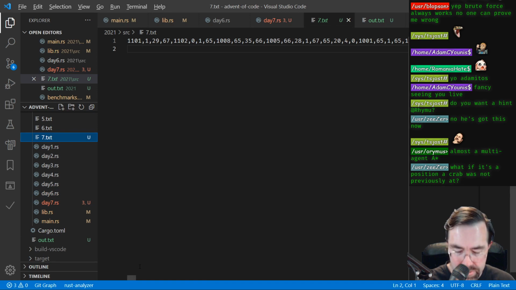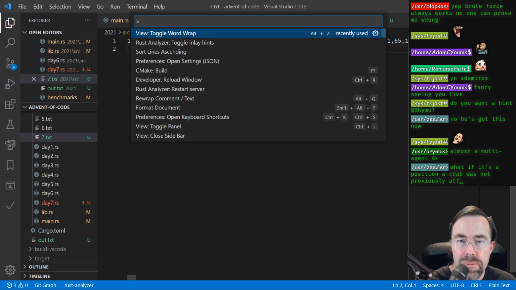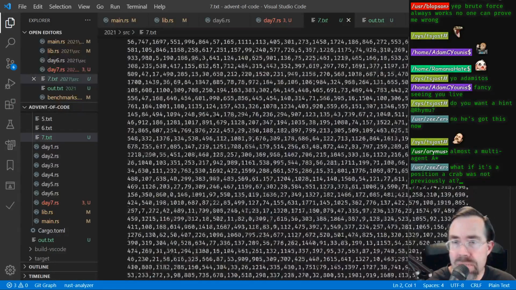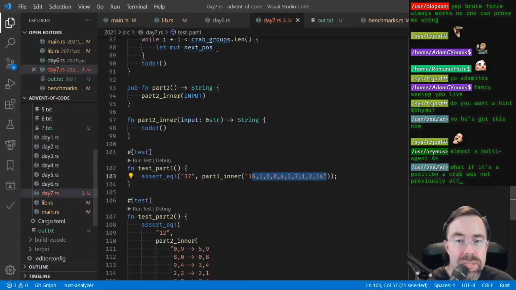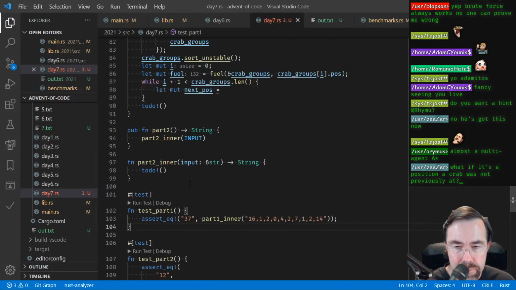It goes for, I don't know, let's turn on word wrapping here. For pages and pages, right? Lots and lots of numbers. So prohibitively expensive to do by hand. That's why we're writing a computer program to do it.